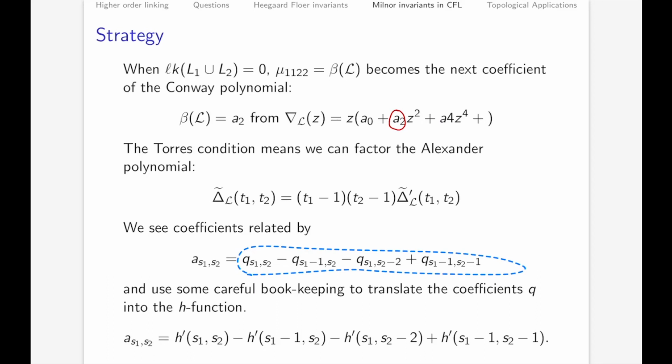So you have to use some careful bookkeeping, and you have to convince yourself that the coefficients of the multivariable Alexander polynomial are related to sums of coefficients not quite of the h function, but of something we call h prime.